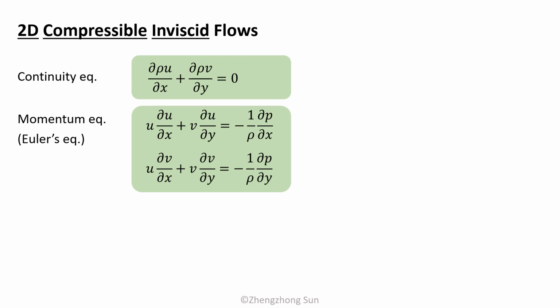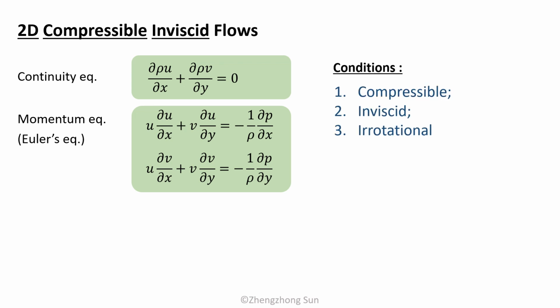And now we have the momentum equation. The momentum equation is also called the Euler's equation. If we consider the viscosity of the flow, we will have a bigger term about the viscosity, and that's called the Navier-Stokes equation. So for the inviscid flow, we have the Euler's equation.